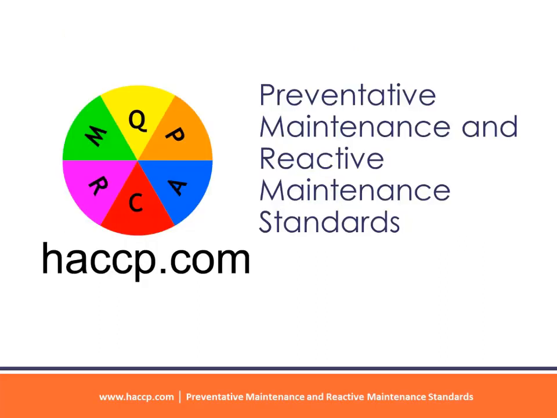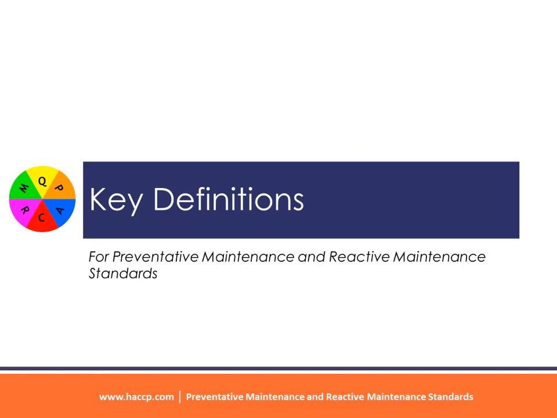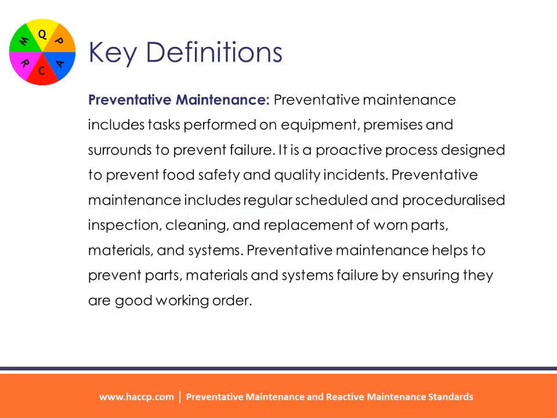Preventative maintenance and reactive maintenance standards. Key definitions for preventative maintenance and reactive maintenance standards. Preventative maintenance includes tasks performed on equipment, premises and surrounds to prevent failure. It is a proactive process designed to prevent food safety and quality incidents.